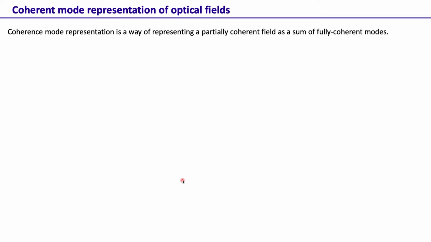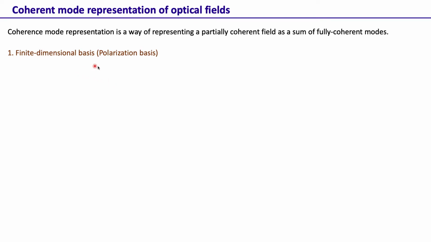Okay, so now let's switch gears and get started with the coherent mode representation of optical fields. Essentially, the coherent mode representation is a way of representing a partially coherent field as a sum of fully coherent fields. As I said, the aim here is that propagating a fully coherent mode or field is much easier than propagating a partially coherent one, as far as solving the associated diffraction integrals is concerned.